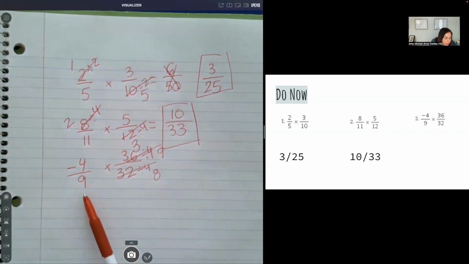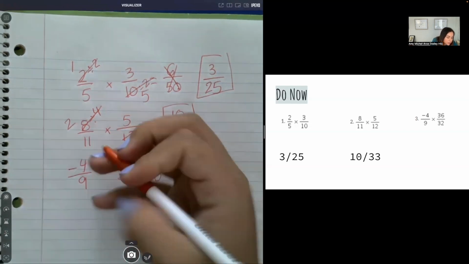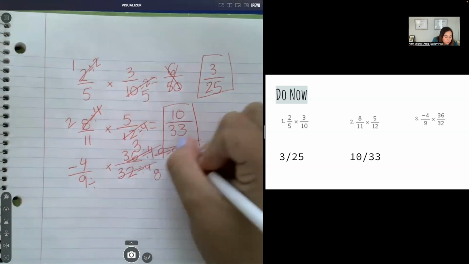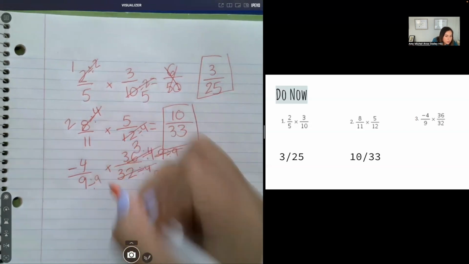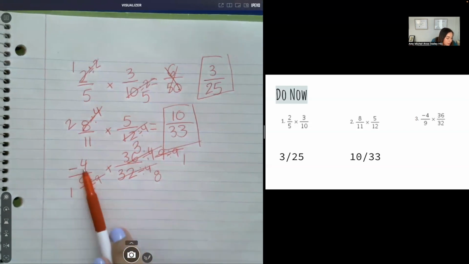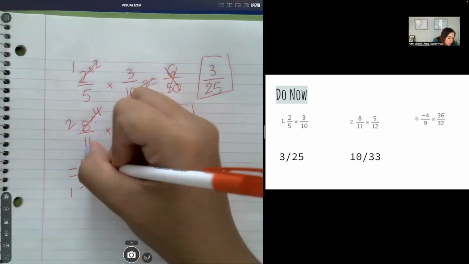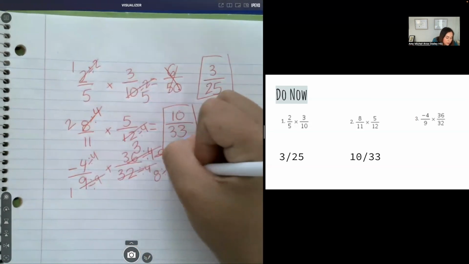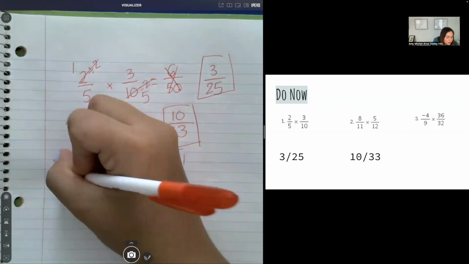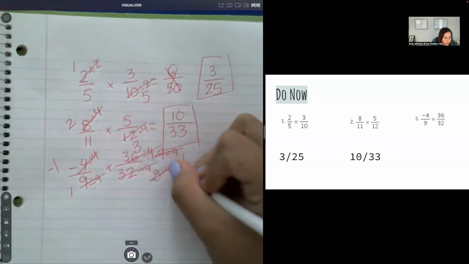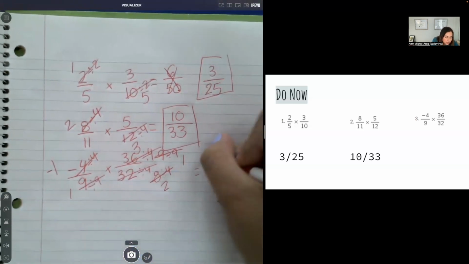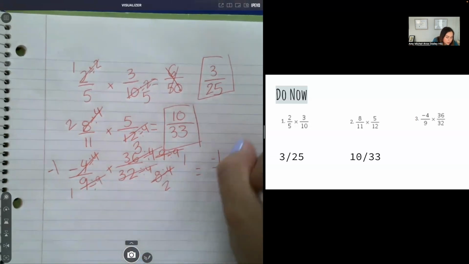Now we can start cross-canceling. 9 and 9 are both divisible by 9. 9 divided by 9 is 1. Anything divided by itself is 1. And then here again, 1. Negative 4 and 8 can both be divided by 4. So negative 4 divided by 4 is negative 1. 8 divided by 4 is 2. Now we can multiply. Negative 1 times 1 is negative 1. 1 times 2 is 2.